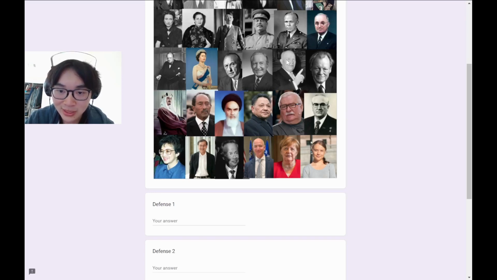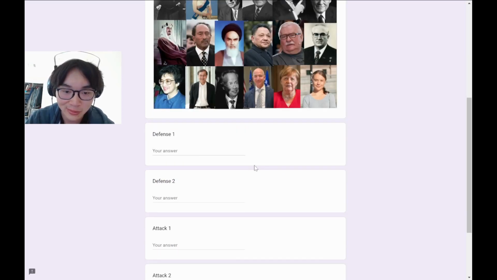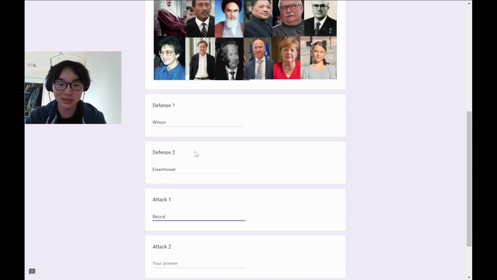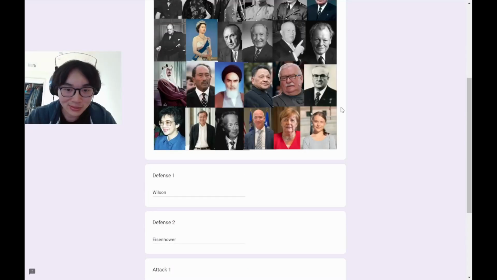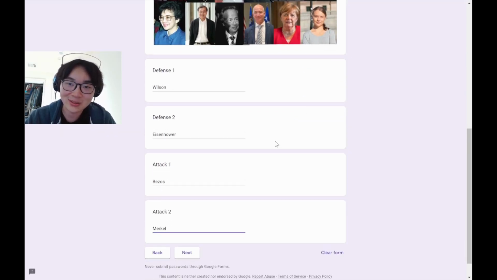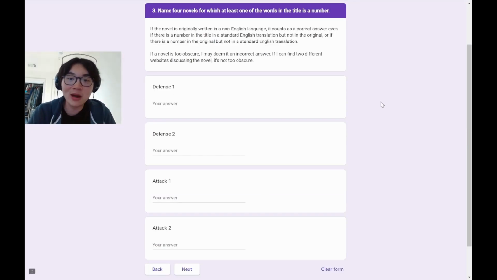For a second I thought this was Hitchcock, but I feel like that's not what Zero would do. So I'm going to put Wilson here, Eisenhower here, and for attack I will put Bezos and Merkel. I truly don't know what to do here. This is going to be a bad one for me. I'm just going to try to get 4 correct answers, and if I can manage that, that's a win. All right, on to number 3. Okay, name 4 novels for which at least one of the words in the title is a number.